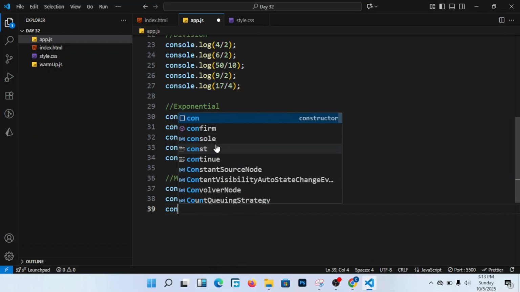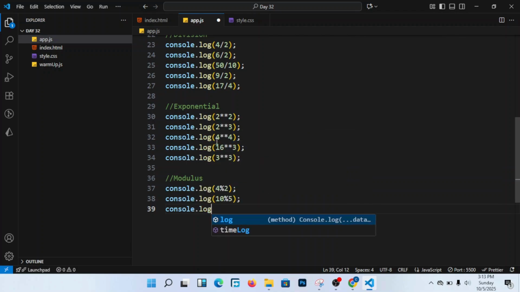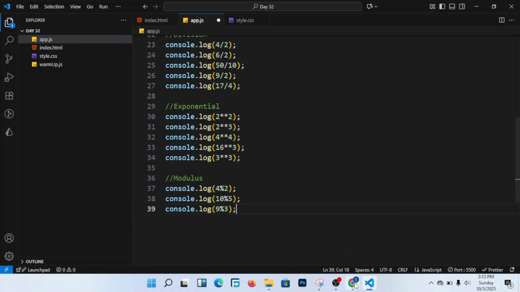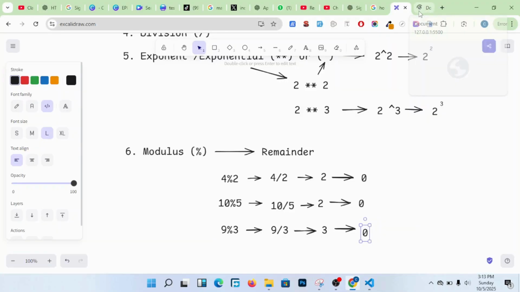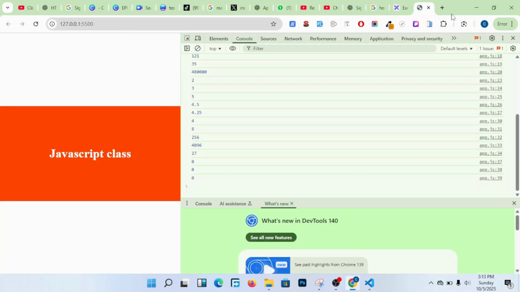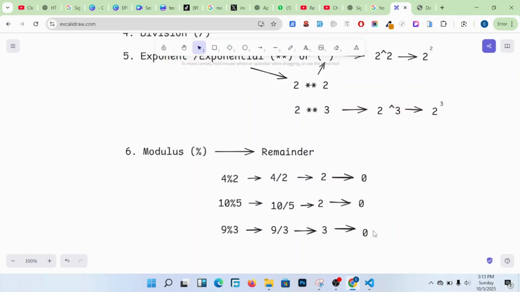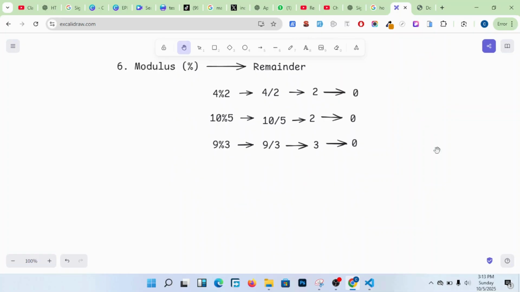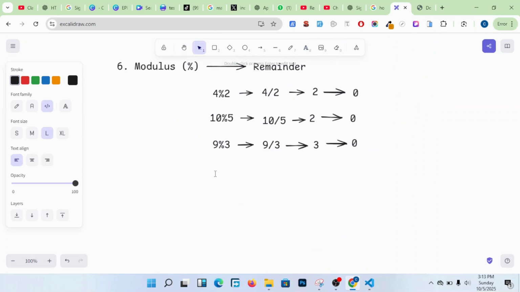Console.log, I come here like this and I say 9 modulus 3. It looks like 0 again. I've explained this concept very well here. Now we are going to the next phase. If I say 9 divided by 2, if I say 9 modulus 2, what is it going to get?